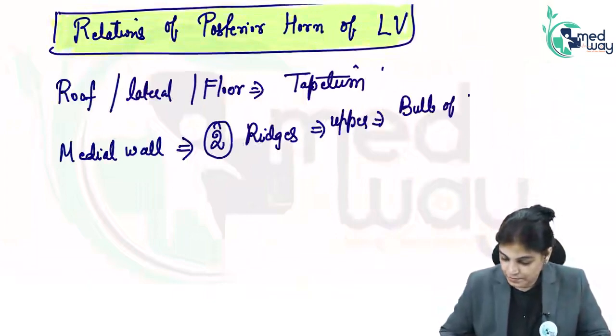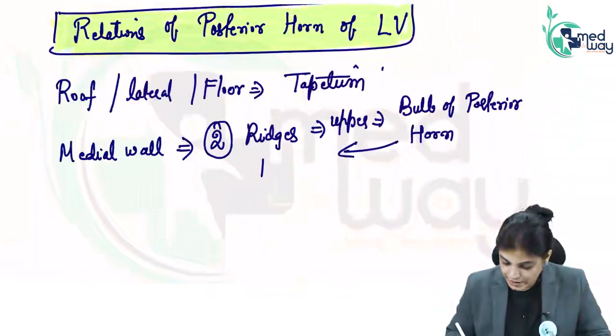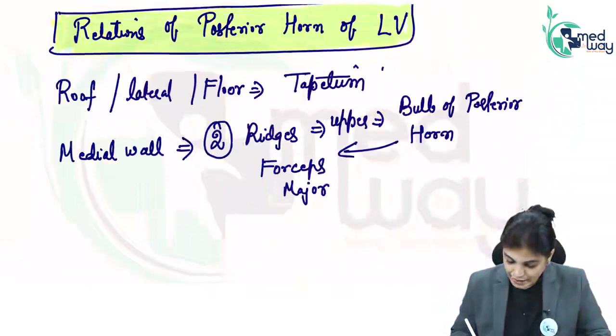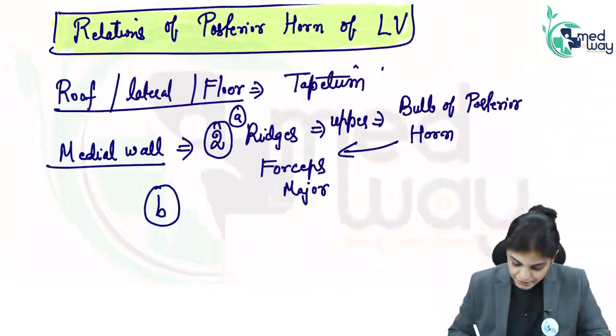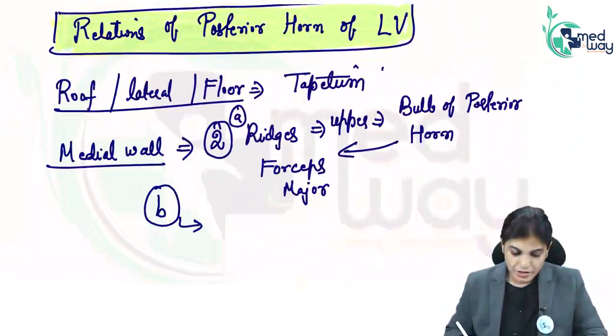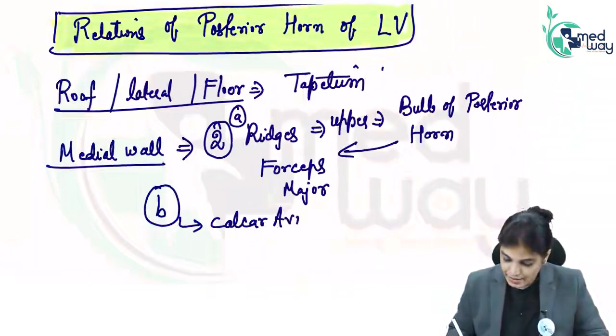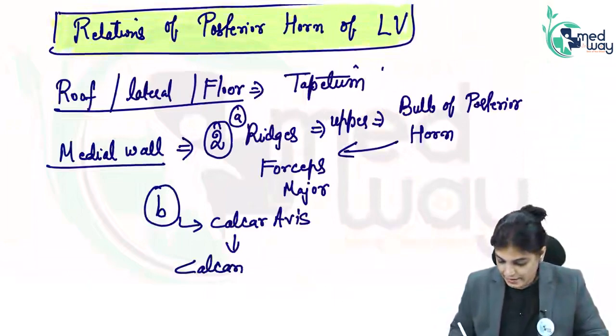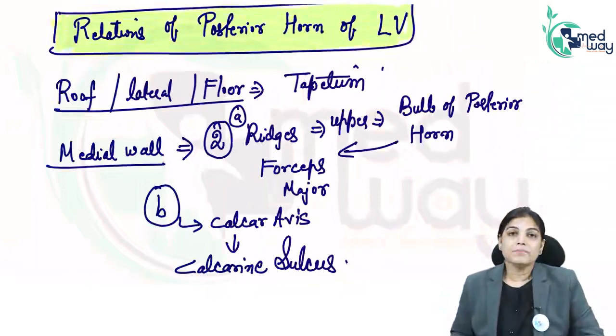The upper one is called the bulb of the posterior horn, which is formed by which indentation? Forceps major. This is the first indentation, and the lower indentation is actually the calcar avis, which is formed by the calcarine sulcus, the anterior part of the calcarine sulcus.